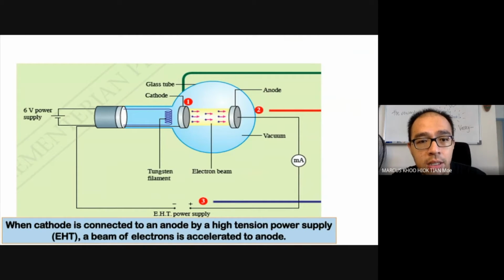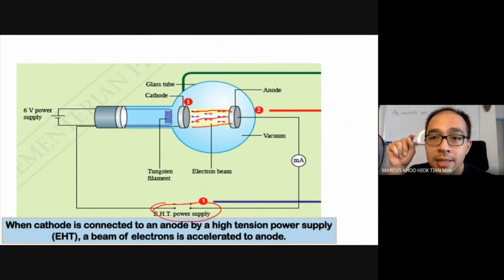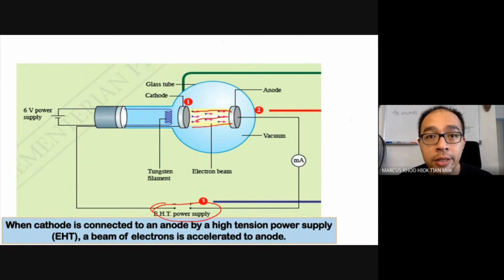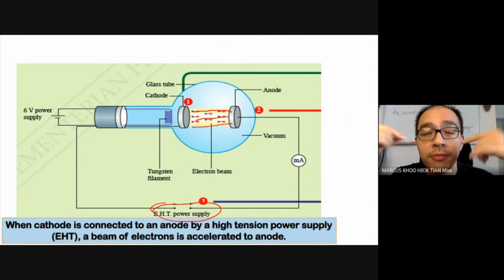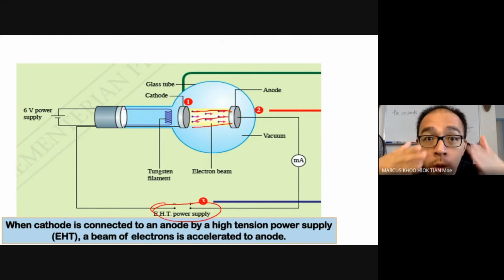So when a cathode is connected to an anode by a high-tension power supply, EHT power supply, a beam of electrons is accelerated to the anode. In reality, actually it's satu-satu elektron lah. Tetapi disebabkan ada banyak elektron yang terlibat, what we will see is a line, a beam. What is a beam in Malay? Satu alur cahaya lah. To us it looks like alur cahaya because our eyes can only see that much. But in reality, when you go down at the molecular level, it literally is one electron after another, all flowing together towards the anode. Pada tahap at the molecular level, that is what you'll see. But at our eye level, because of our sad human eyes, we can only see that lah. It's just going to look to us as one line.